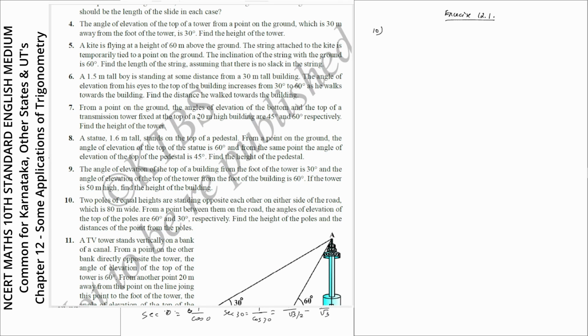Exercise 11.1, question number 10. Two poles of equal heights are standing opposite each other on either side of the road, which is 80 meters wide. From a point between them on the road, the angle of elevation of the top of the poles are 60 degree and 30 degree respectively. Find the height of the poles and the distance of the point from the poles. So there is a road whose width is 80 meter. Okay, and on either side of the road there are two poles of equal height.